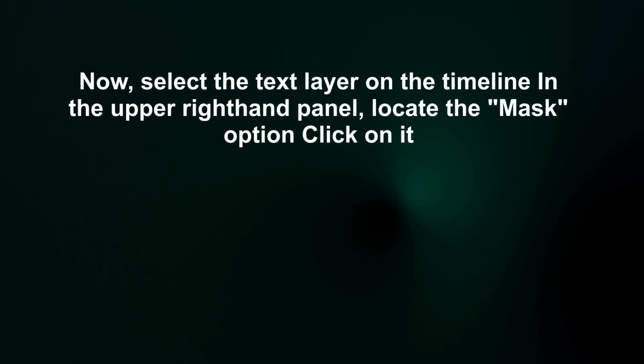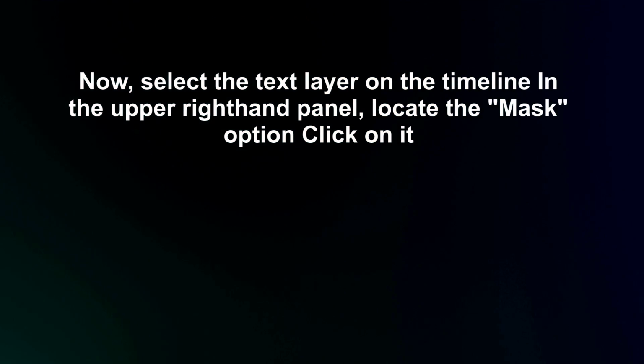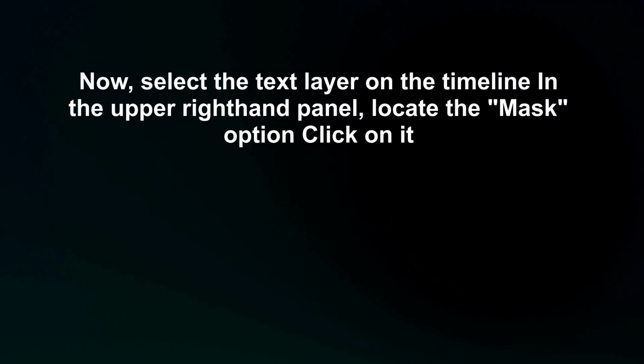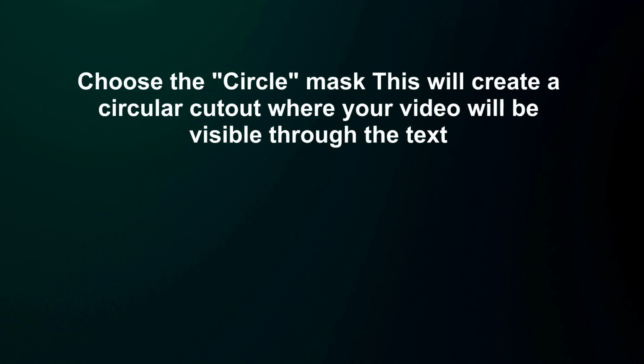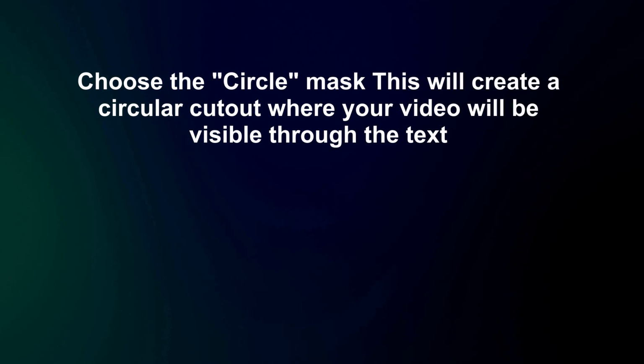Now, select the text layer on the timeline. In the upper right-hand panel, locate the mask option and click on it. Choose the circle mask. This will create a circular cutout where your video will be visible through the text.